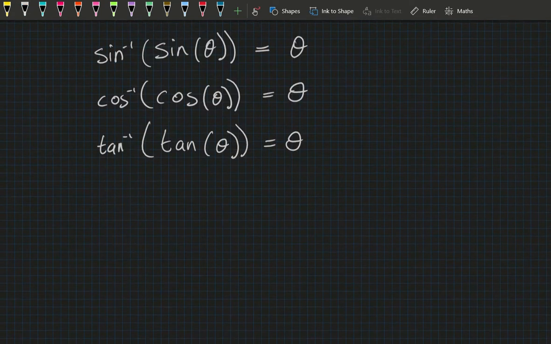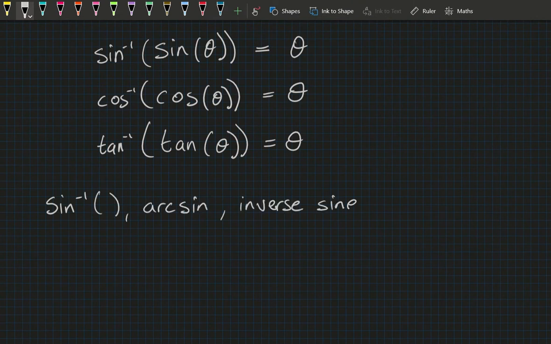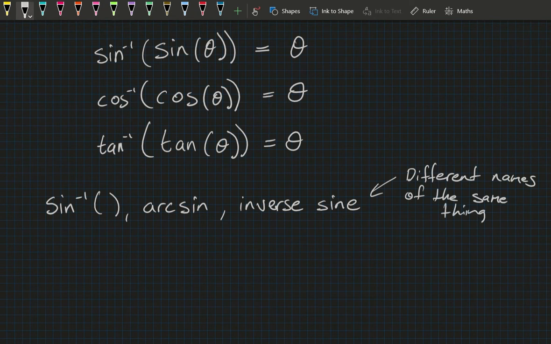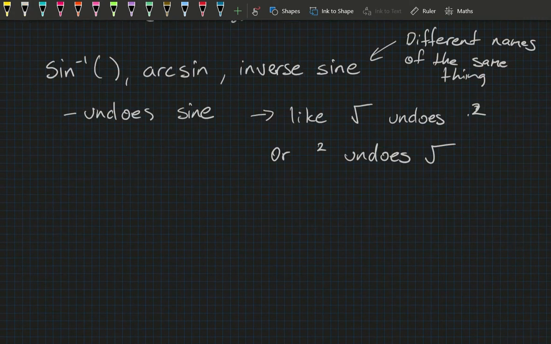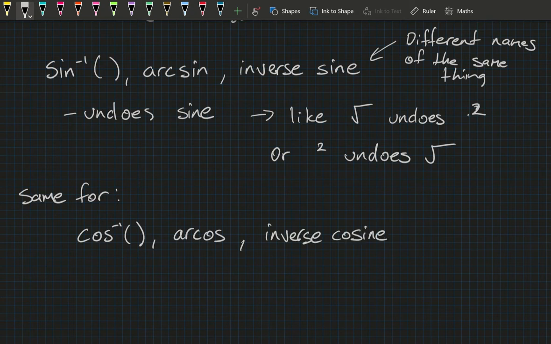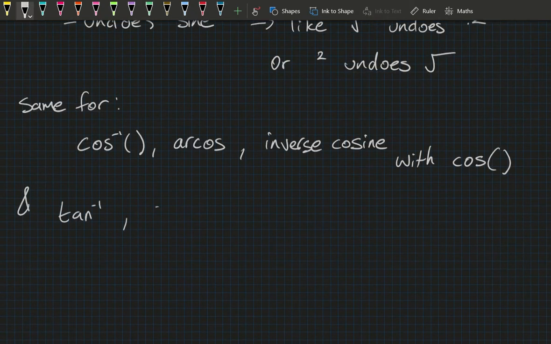You might call it sine to the minus 1, or arc sine, or inverse sine. These are just different names for the same thing. By definition, this undoes sine, just like the square root undoes the square, or the square undoes the square root. And this is the same for what you might call cos to the minus 1, or arc cos, or inverse cos with the function cos. And tan to the minus 1, arc tan, inverse tan with tan.